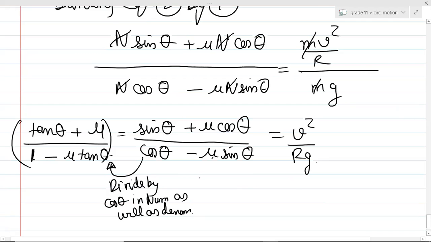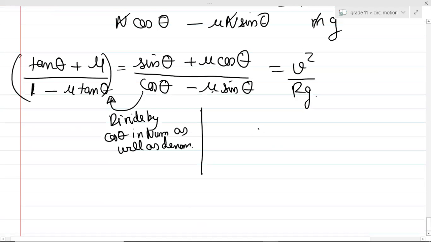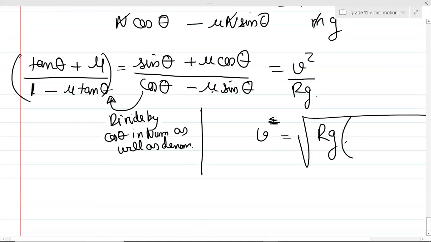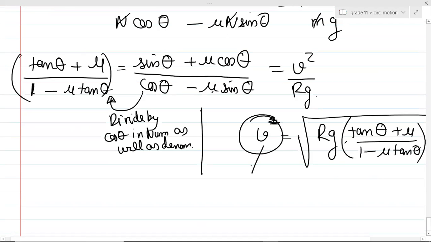So from here, if I solve this more, v square will be equal to, or basically v will be equal to under root of rg into tan theta plus mu upon 1 minus mu tan theta. Can I write that like this? Please remember, this will be the maximum. I told you, this is the maximum possible case, the limiting case. Next case, I'll do the minimum one.